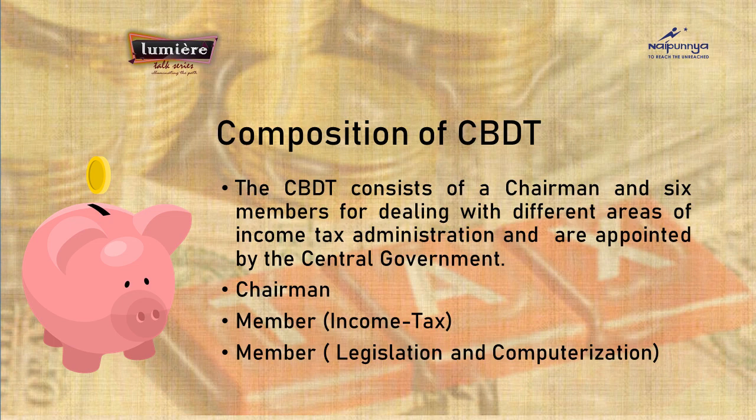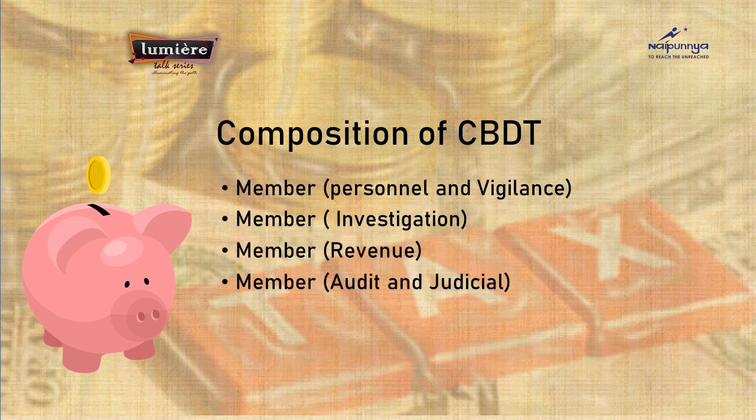We can say that 1 member is from income tax, 1 is for dealing with legislation and computerization, another member is for dealing with personnel and vigilance, and the next member is for dealing with investigation activities, 1 member for dealing with revenue activities, and the other one is for dealing with audit and judicial. So this is the composition of CBDT, headed by a chairman, and other members are there for dealing with different areas that come under income tax administration.